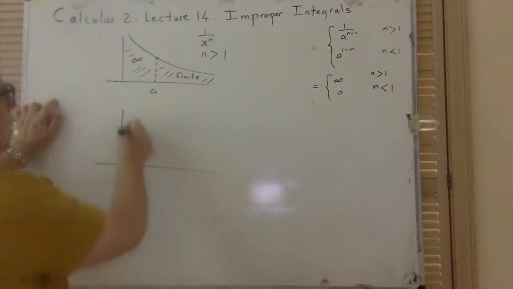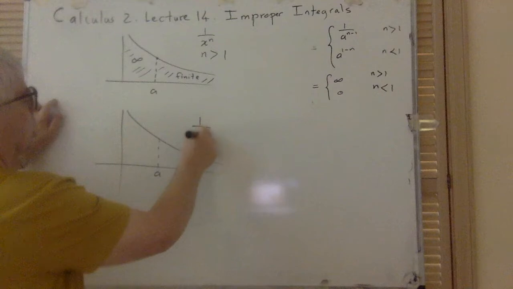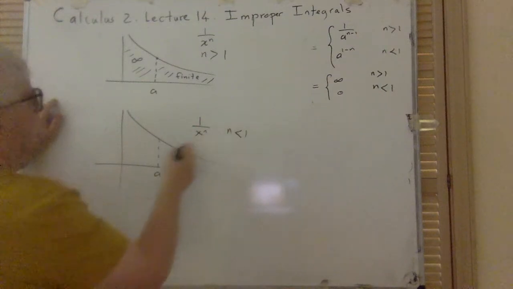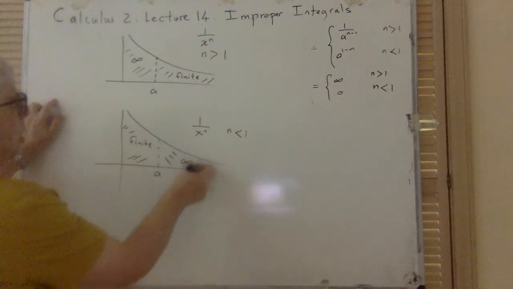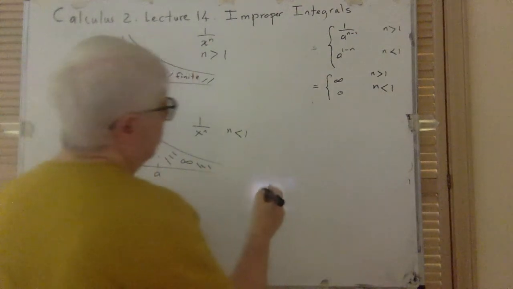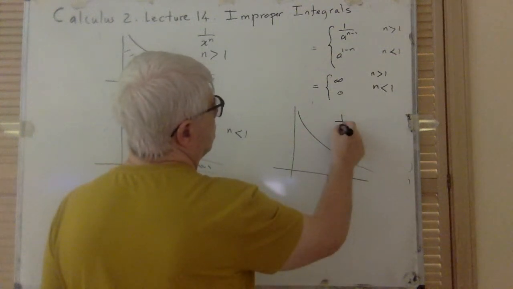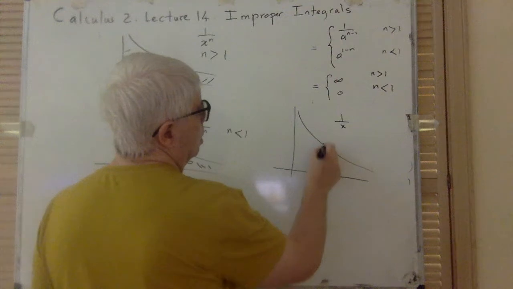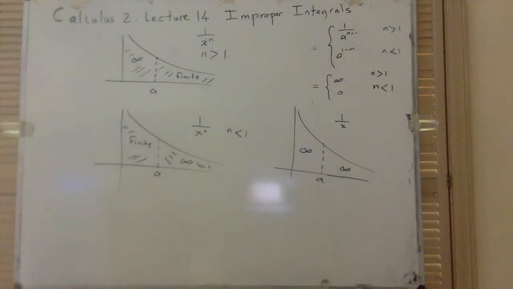When n is less than 1, 1 over x^n is finite, and this is infinite. Okay? This is infinite. What happens to 1? 1 is like so bad in that sense. This is in fact 1 over x. Just put this anywhere, infinite. So 1 over x from either side will give me infinite.